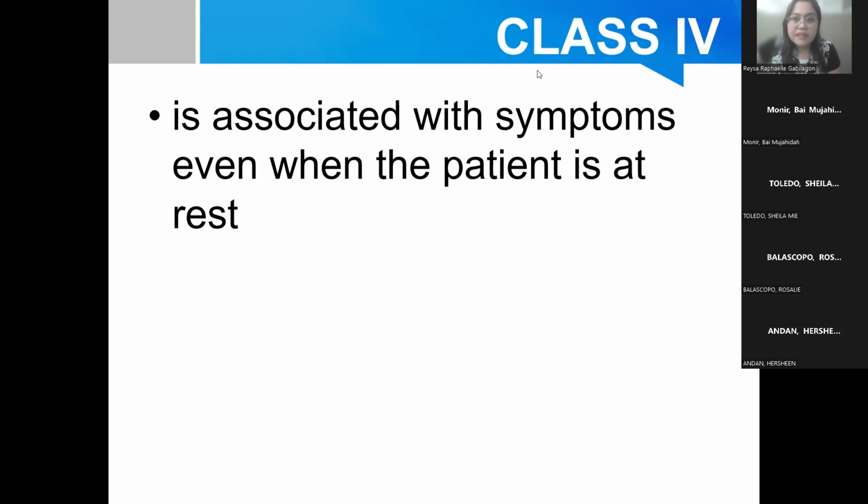Class 3. And magiging class 4 yan siya if even at rest may signs and symptoms ang patient. Nakahiga ang patient, nakaupo ang patient, pero nahihirapan siyang huminga or nakaka-experience siya ng fatigue. Okay? Or nagtatakicardia siya, mataas yung kanyang heart rate. Class 4 yon. Okay? So that's how we classify our heart failure.